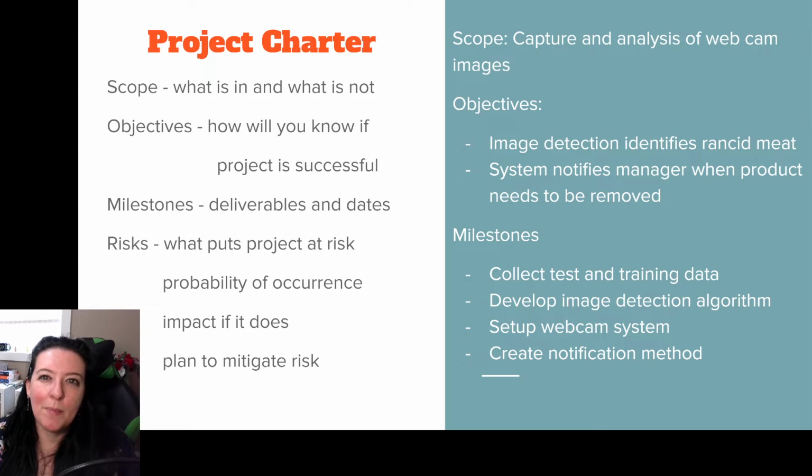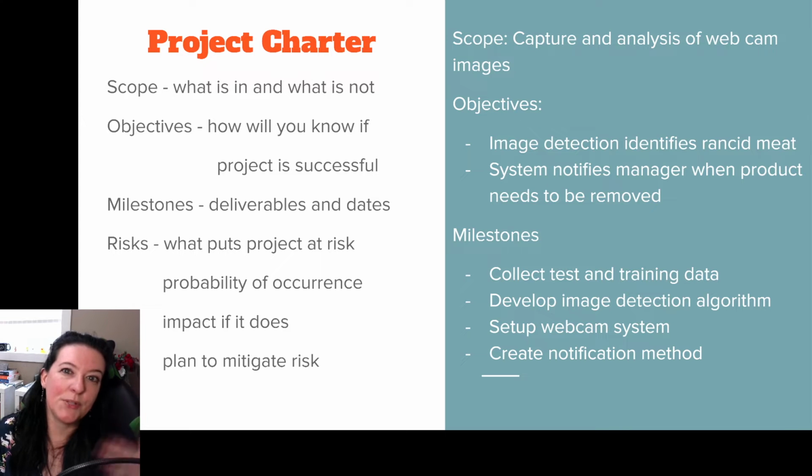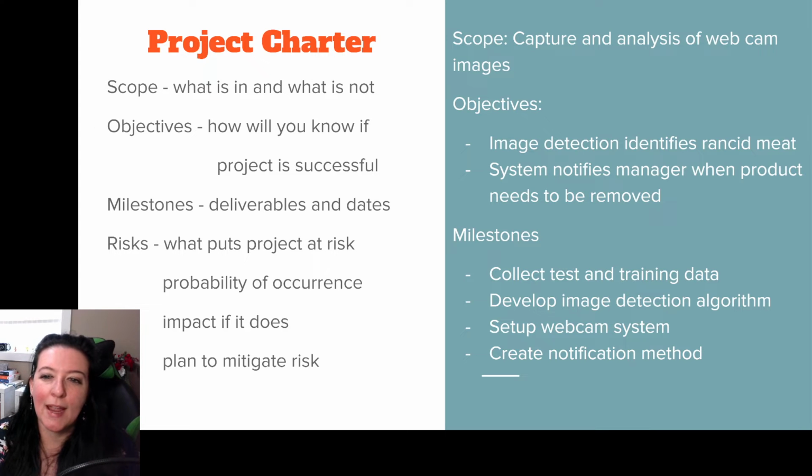Then we need to set up a webcam system. When's that happening? And we want to create a notification method to let the manager know that meat needs to be removed. So milestones are these lists of deliverables. What are we going to actually do or create? And the dates that are attached to them.